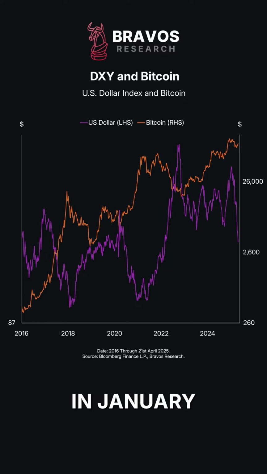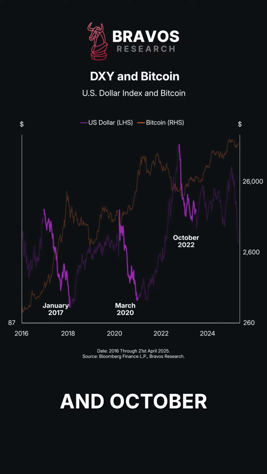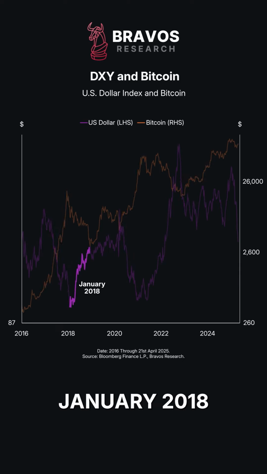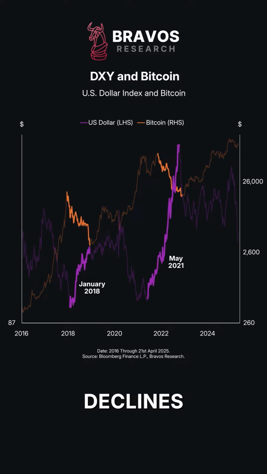For example, in January 2017, March 2020, and October 2022, the dollar dropped sharply. Each time, Bitcoin went on a massive rally, and we saw the exact opposite in January 2018 and May 2021. Both times, the US dollar was strengthening, and that coincided with sharp declines for Bitcoin.